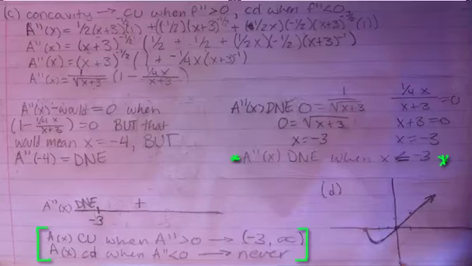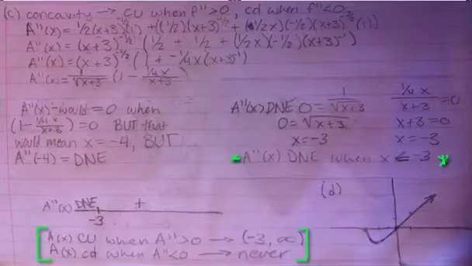Part C of the problem asks for the parts of the concavity, so the parts where A of x is concave up and parts where A of x is concave down. And A of x is concave up when A double prime is greater than 0, and A of x is concave down when A double prime is less than 0.